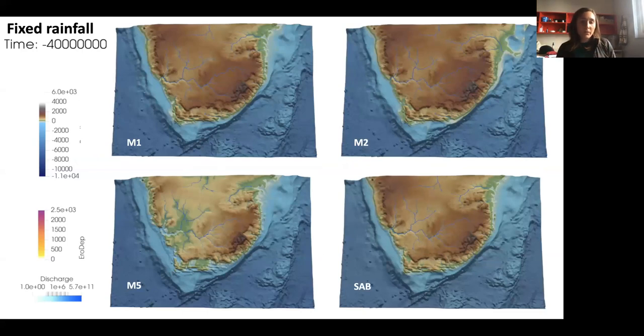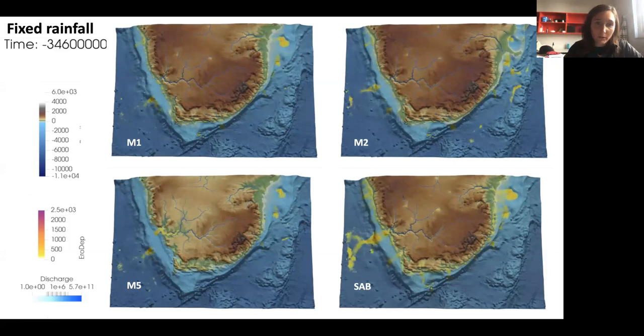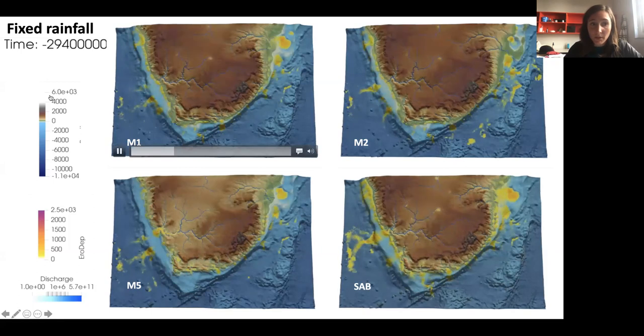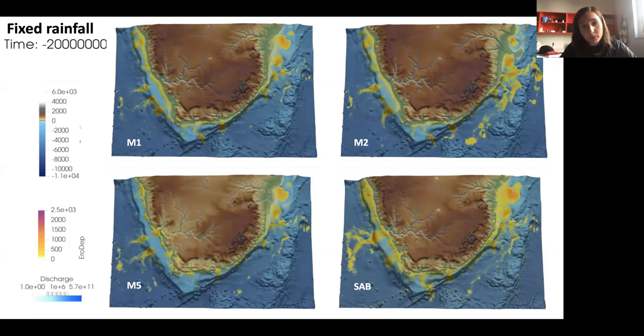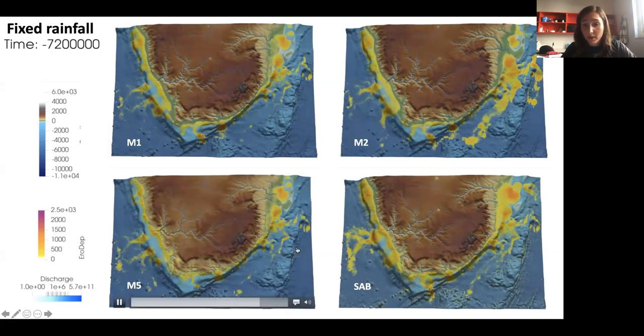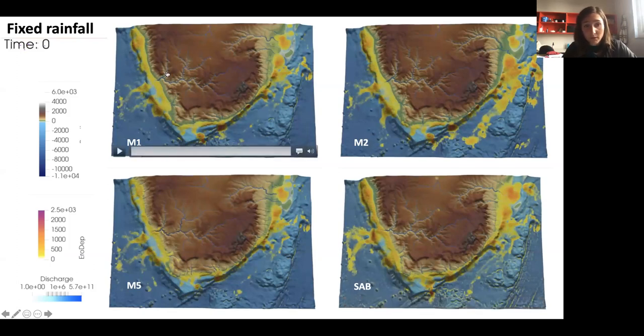I did the same simulation as before for the four different dynamic topography models. And for my first test, of course, I imposed a fixed rainfall value. So here are my four different models. You can see the evolution of the topography, the drainage system in blue and the erosion deposition in yellow. And you can already see, if you look at the different types of model, that the sedimentation here for this model, which is an extended Boussinesq approximation model, is way more important than for this model here.